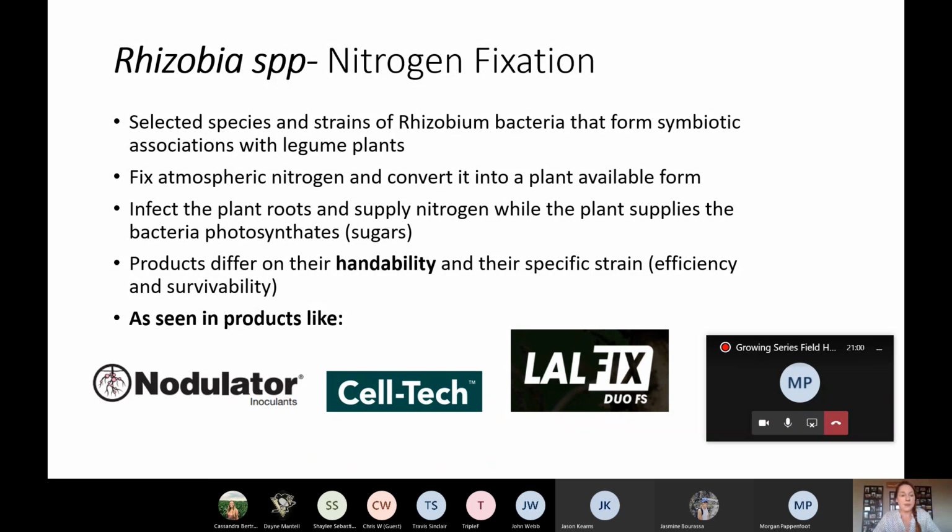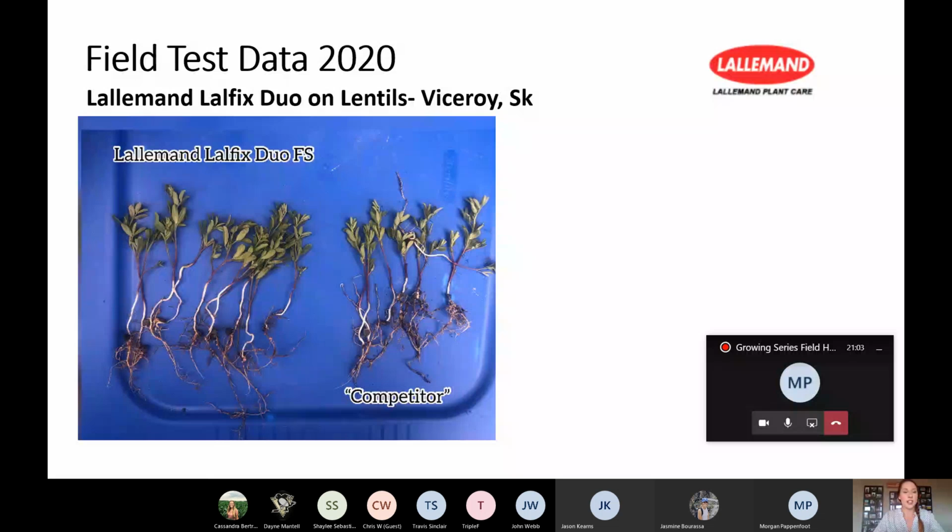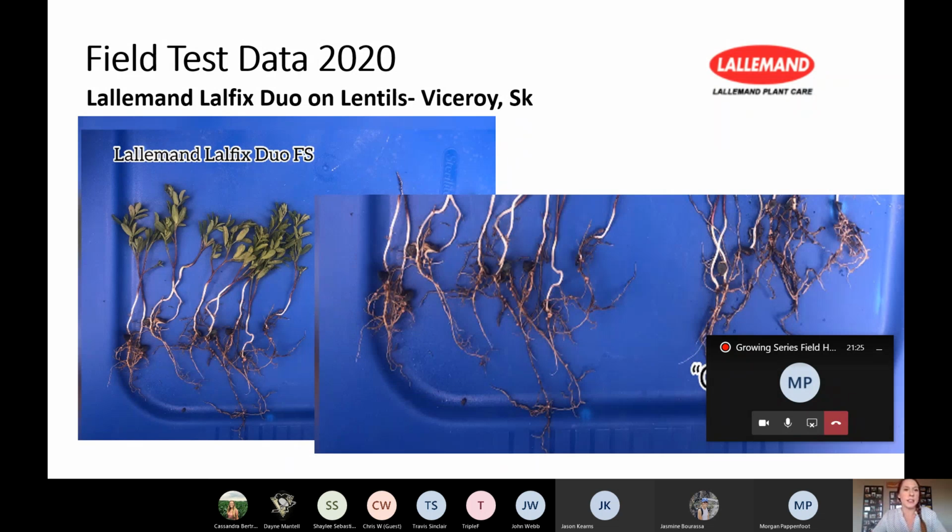I was lucky enough to have a field test with it this year with 2 different people. These are the results from the farm near Viceroy, Saskatchewan. Pretty much what we saw was the handleability of it was really, really nice. It was very lightweight. There wasn't any bridging or anything like that. And we found that the mobility of this specific rhizobia strain was really nice in the soil. It nodulated more throughout the root as opposed to congregating right at the top.